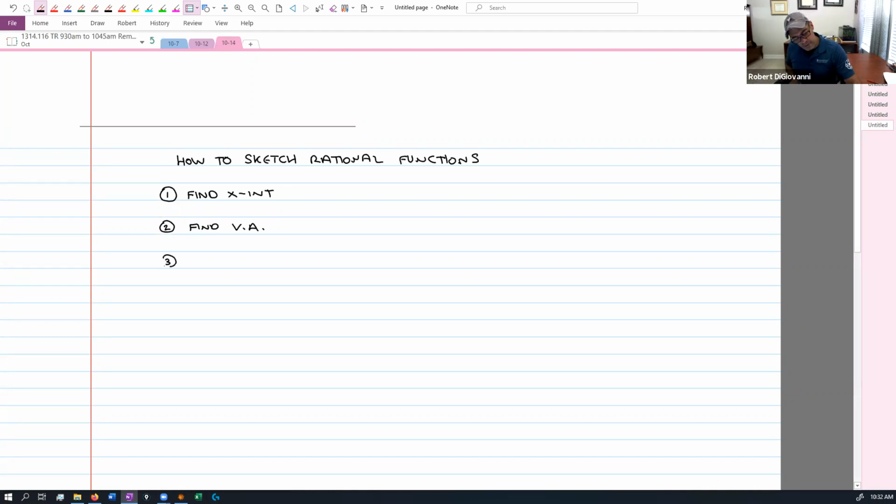Next thing you do, find the horizontal asymptotes. I gave you the steps on how to do that today, right? You look at the degree of the numerator and denominator, you compare them, and there are 3 different scenarios that can happen there. After you do those 3 steps, the next thing you're going to do is plot all your info from steps 1 through 3.